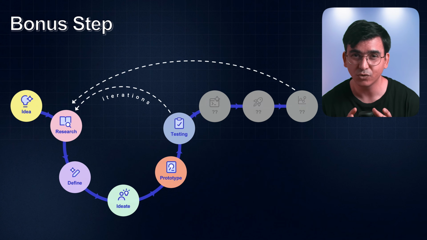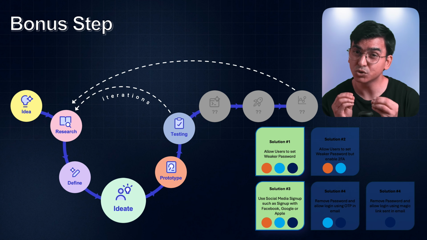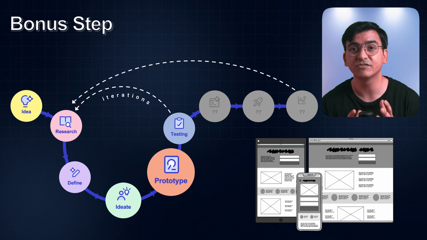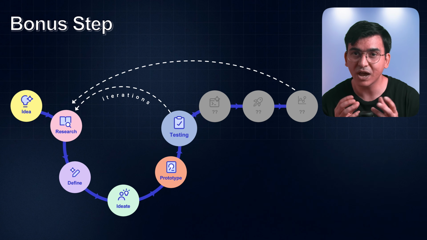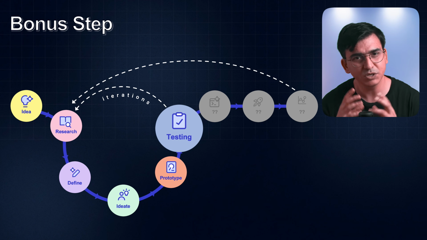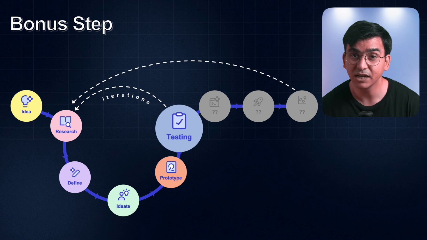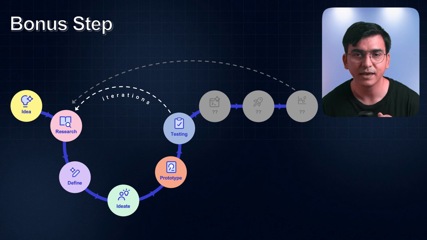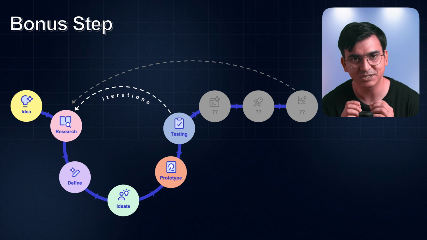So in step 4, if you remember, we finalized 2 solutions, and accordingly in step 5 we created the wireframe version of the solution. Now this wireframe version will go through the test, and there will be 2 outcomes of the test. Either it will fail or it will pass.